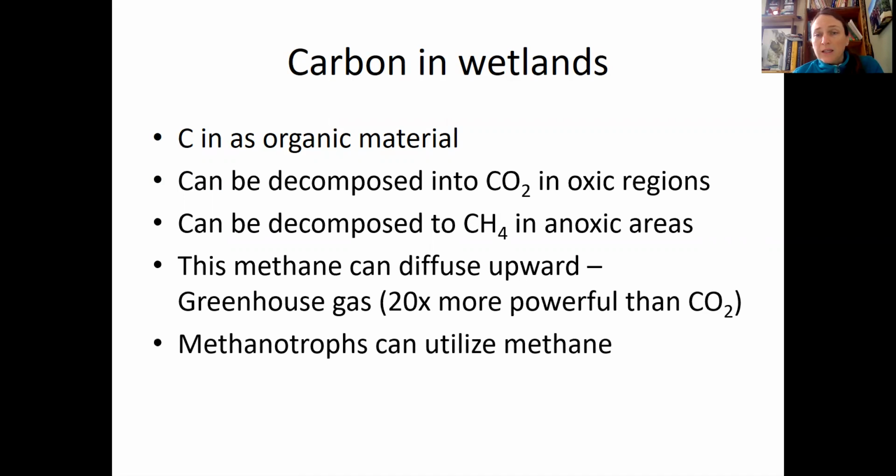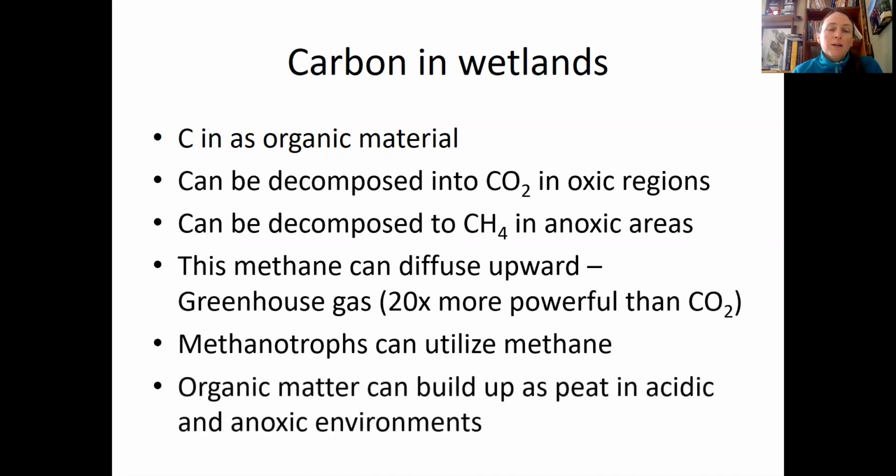Methanotrophs are organisms that can basically eat methane, but there are methanogens that can produce it. And we'll talk about that in a little bit more detail. So when carbon comes into a system that's anoxic, oftentimes because methanogenesis is less efficient than aerobic respiration, organic matter can build up at the bottom of these lakes and bogs and wetlands.